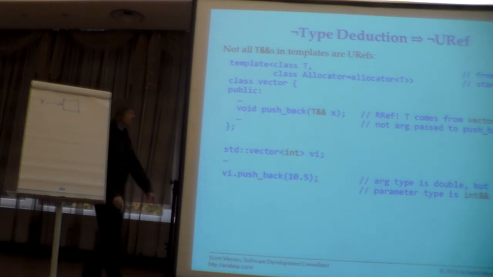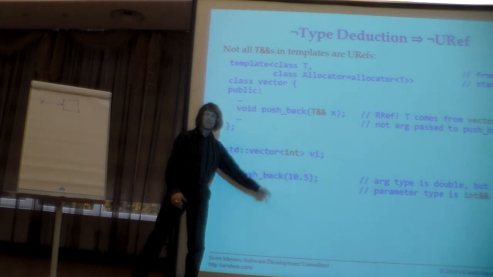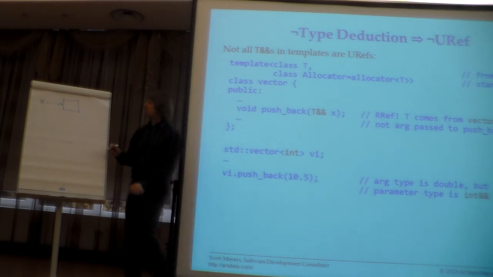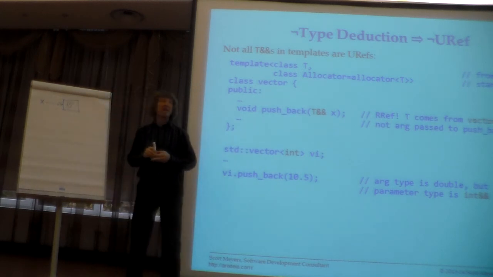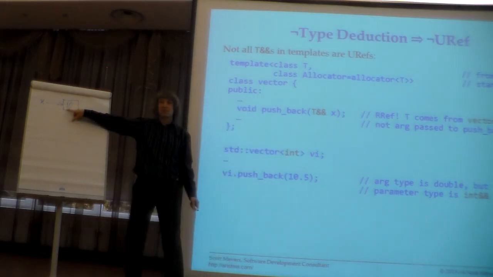When the compiler sees that it's passing a double here, the compiler takes the double, truncates it to get 10. It then takes the 10 and puts it into a temporary location on the stack, and makes x refer to it. Does that make sense so far?